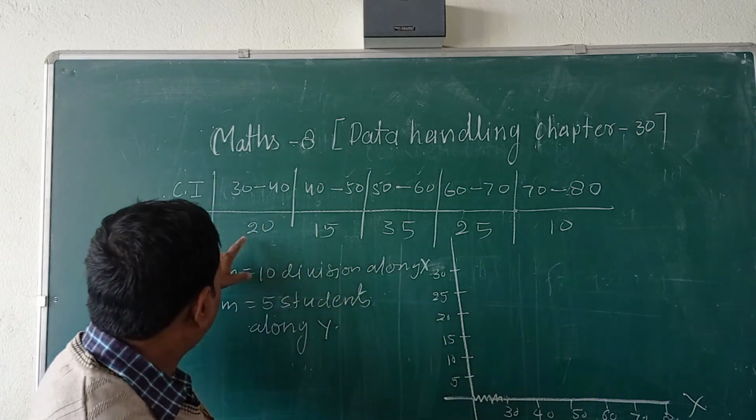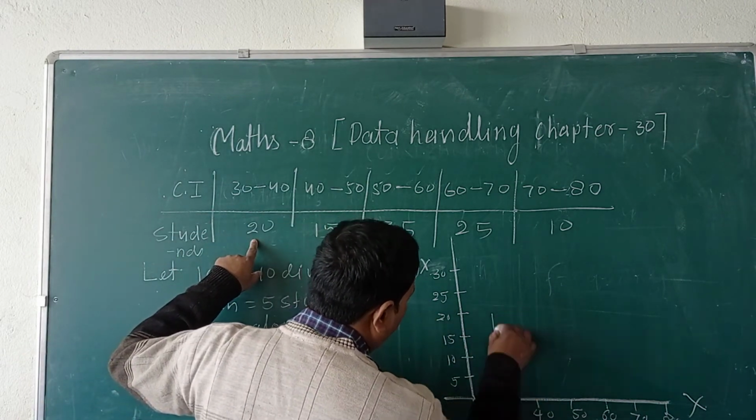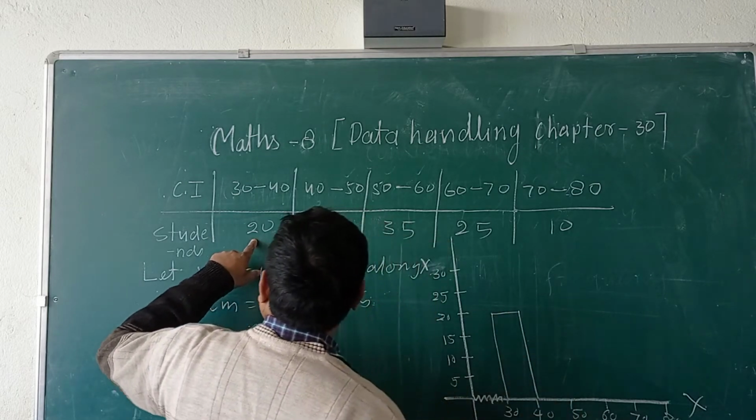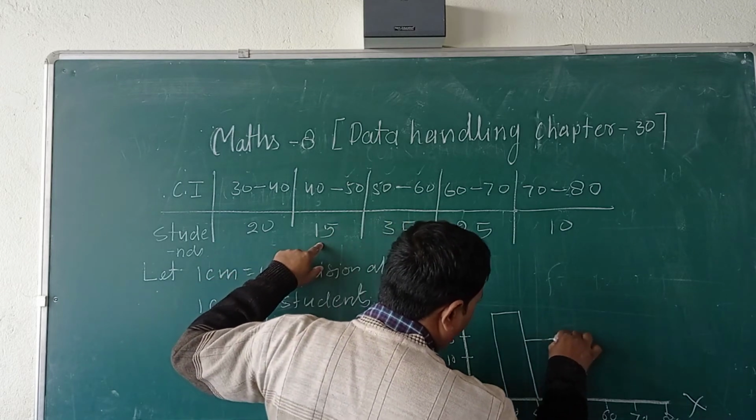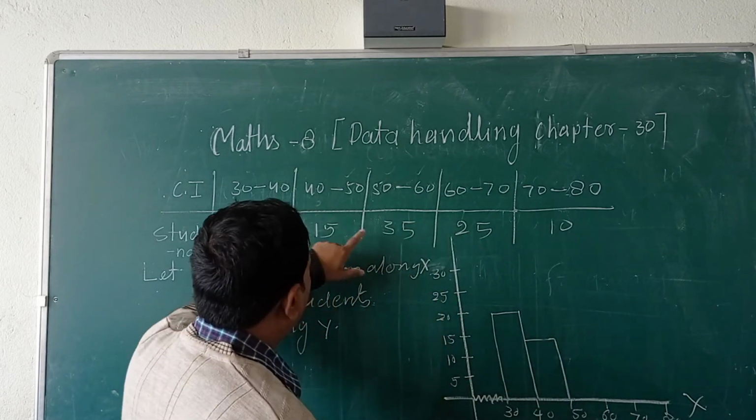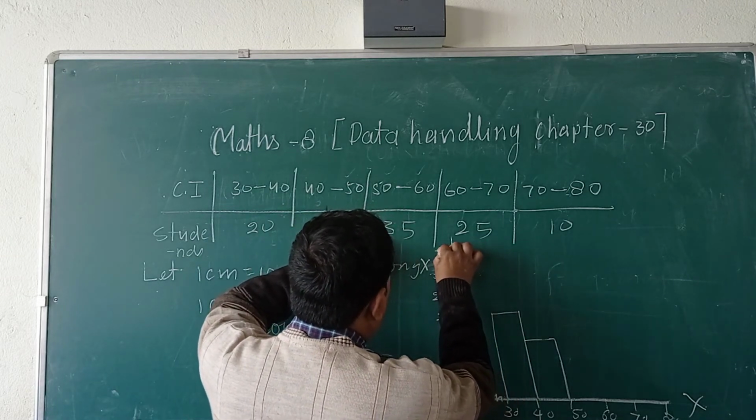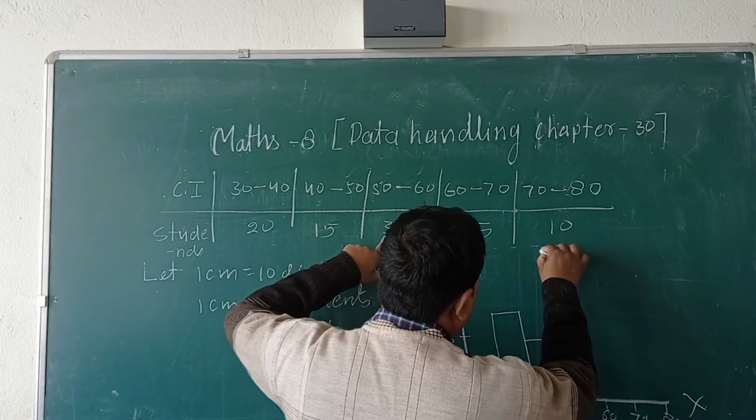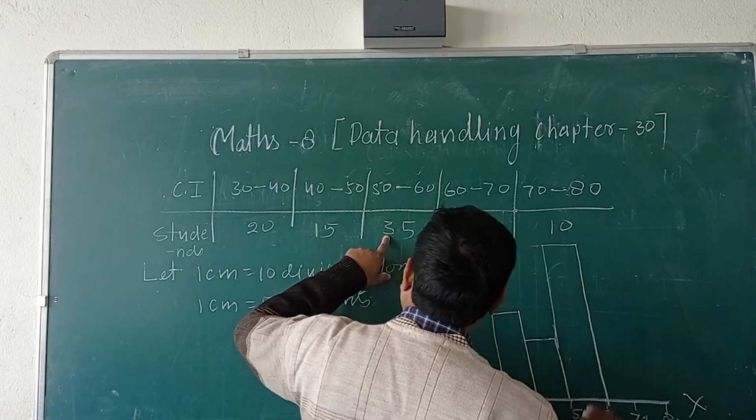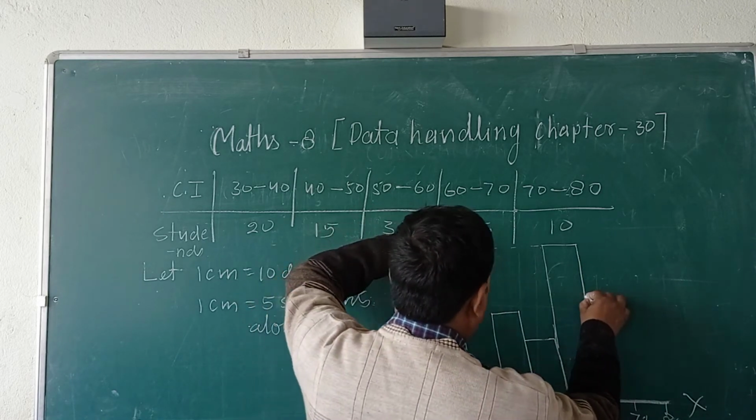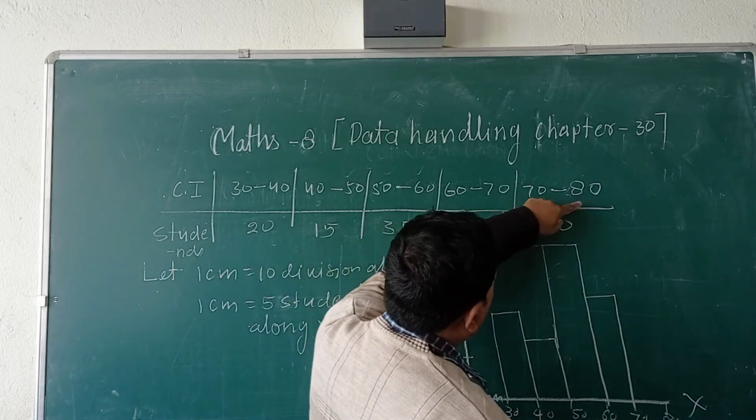30 to 40, 20 students. Now 40 to 50, 15 students. 15 is given. Remember that there will be no dash. 50 to 60, 35 is given. Again 60 to 70, 25. 70 to 80, 10.